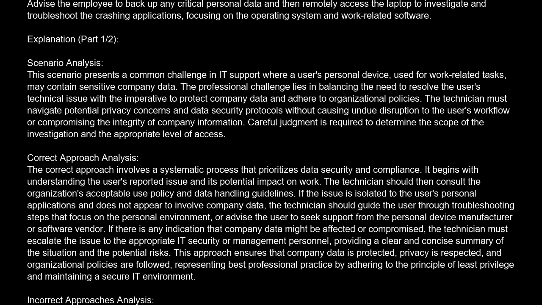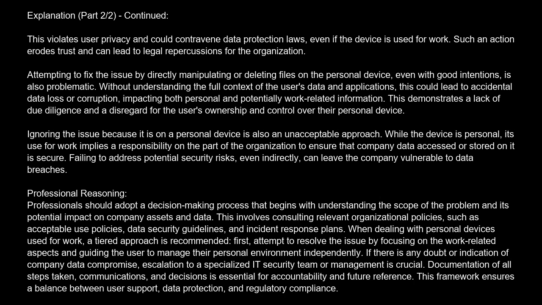Incorrect approaches analysis. Accessing the user's personal files without explicit permission or a clear policy justification is a significant regulatory and ethical failure. This violates user privacy and could contravene data protection laws, even if the device is used for work. Such an action erodes trust and can lead to legal repercussions for the organization.